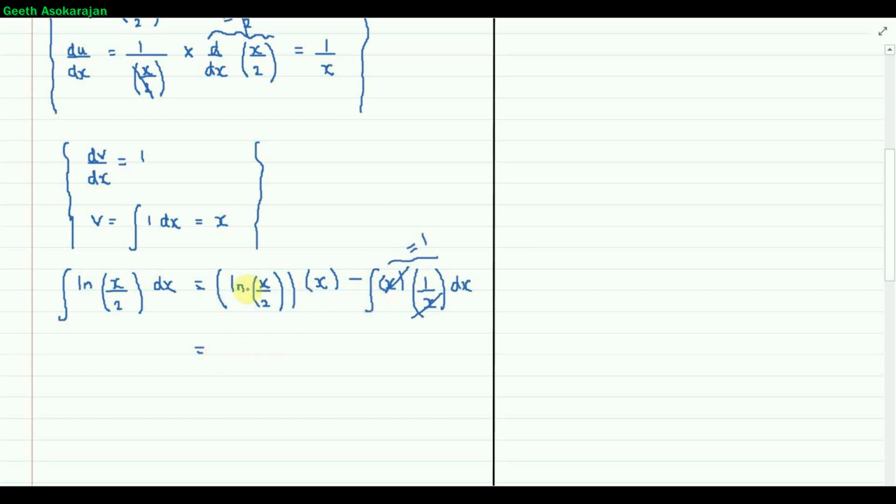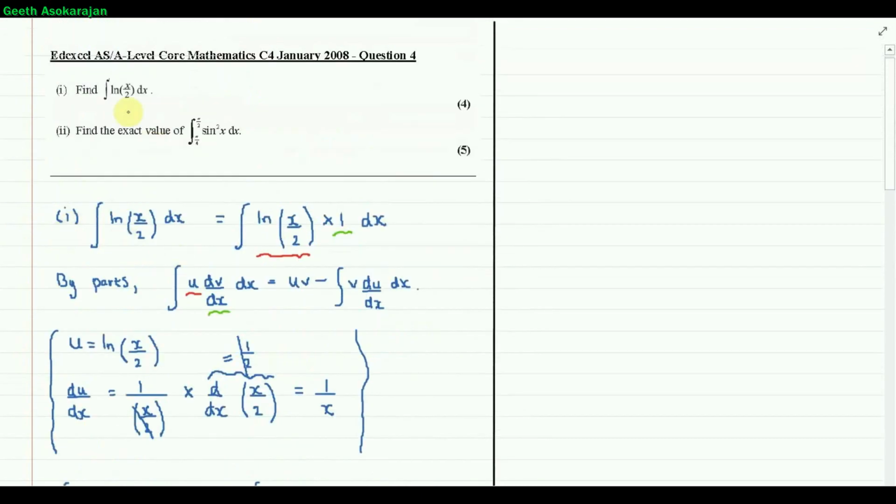So let's go one stage further and simplify. We'll have x ln(x/2) minus, and as I said earlier, we now need to integrate 1. So we'll have x ln(x/2) minus, when I integrate 1, we're going to get x, and add the c here at the final stage. So this is going to be the solution of part 1 of this question. So part 1 is now done.